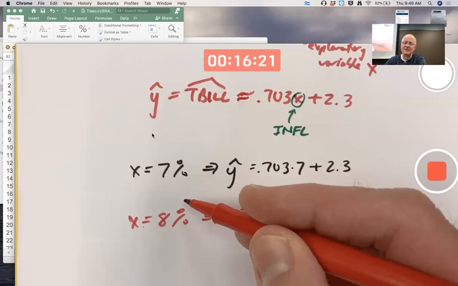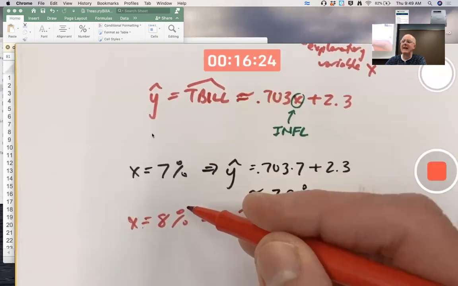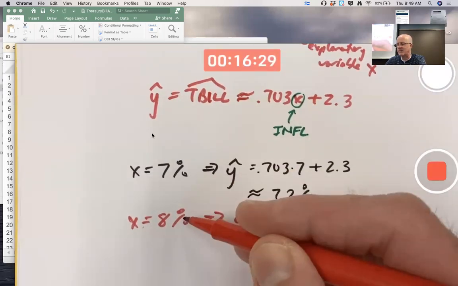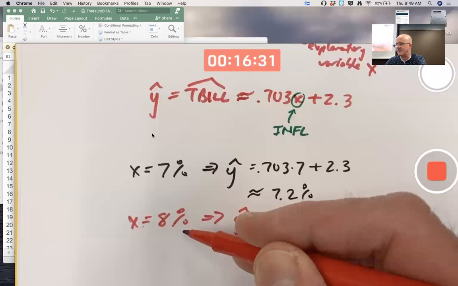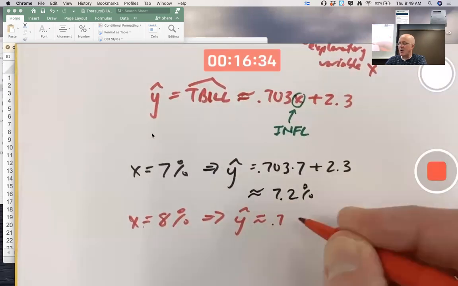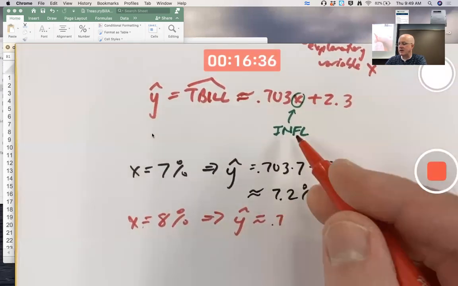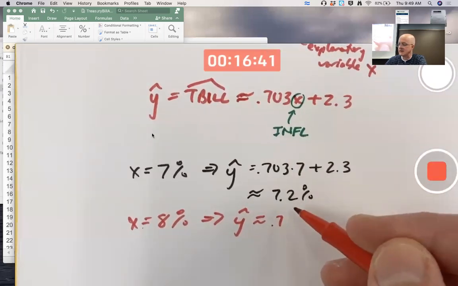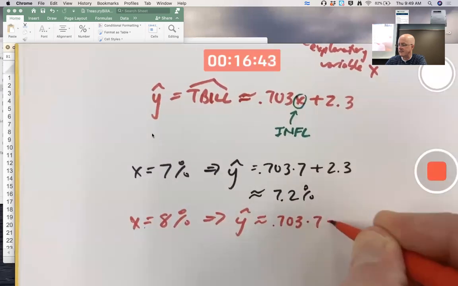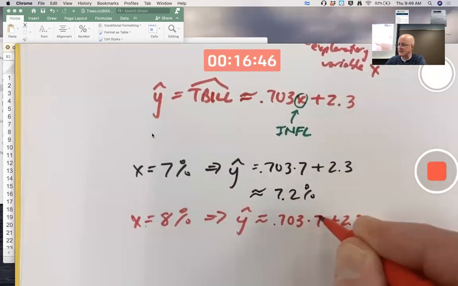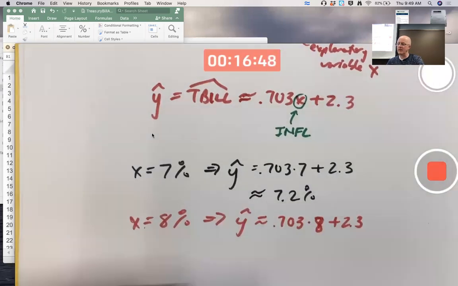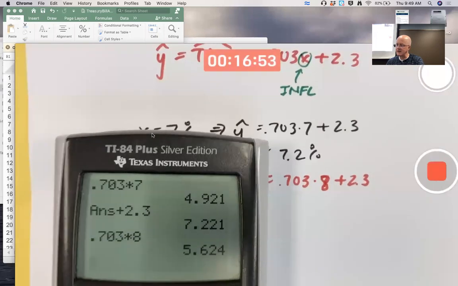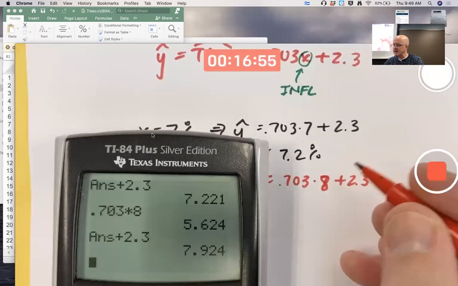1 divided by 7, what is that, 14% or something? It actually increased by 14%, but 1 percentage point is the way you say this if it goes from 7% to 8%. So the inflation return, the T-bill return and prediction should go up by about 0.7, should be about 7.9%. Let's see if that happens. Oops, change that 7 to an 8. 0.703 times 8, and then add 2.3. Yep, close to 7.9%.